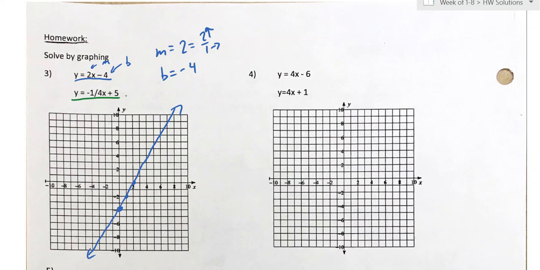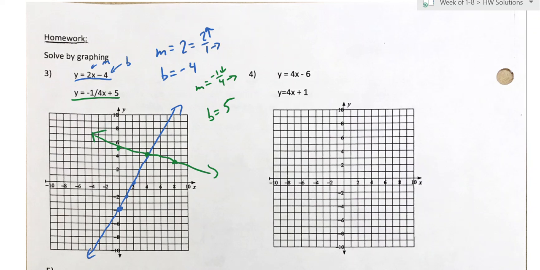Next, for the second one, my slope, again the number with the x, is negative 1 over 4. My y-intercept b is positive 5. So here I'm going to start at 5. This tells me to go down 1 because it's negative, and right 4. Down 1 and right 4. If I connect these, again, I try to make it as straight as possible.